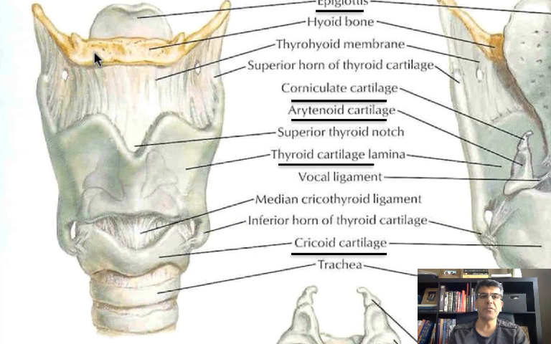There's a membrane that goes between hyoid bone and thyroid cartilage. This membrane is called thyrohyoid membrane. Thyroid, hyoid membrane. So it's pretty easy to remember this one. Between thyroid cartilage and cricoid cartilage, we have another type of membrane or ligament that is called cricothyroid ligament or membrane. The mid part is called median and each side is called lateral cricothyroid ligament.